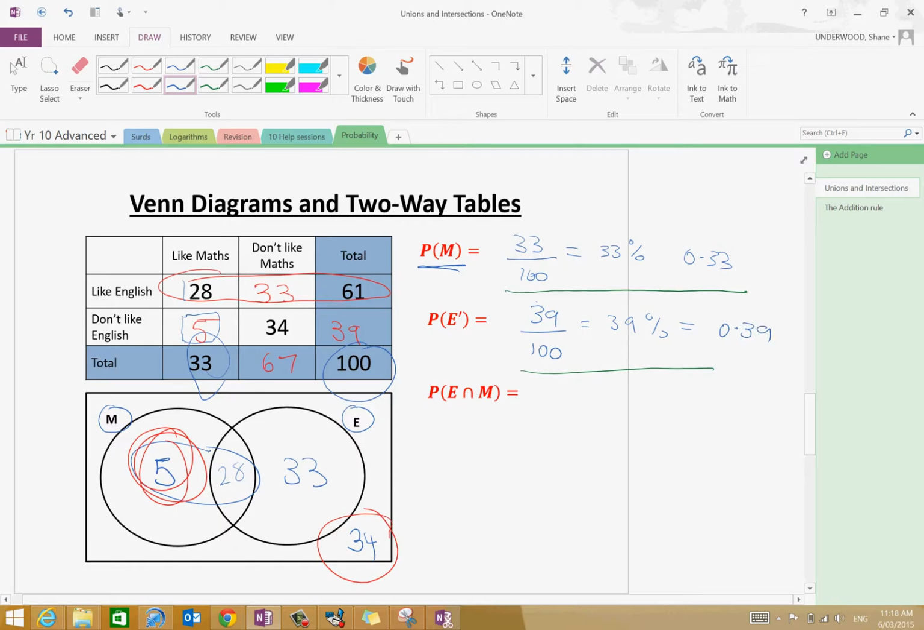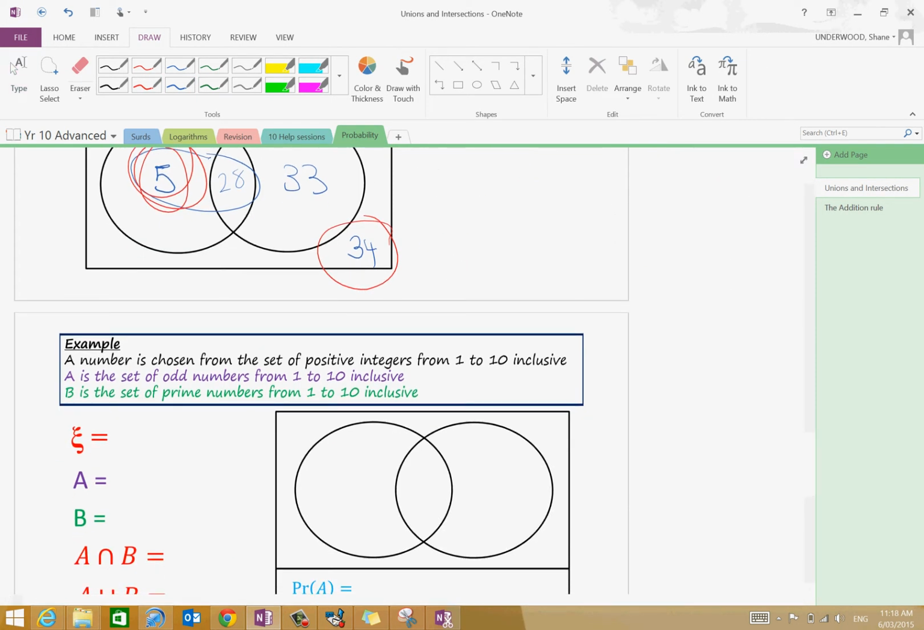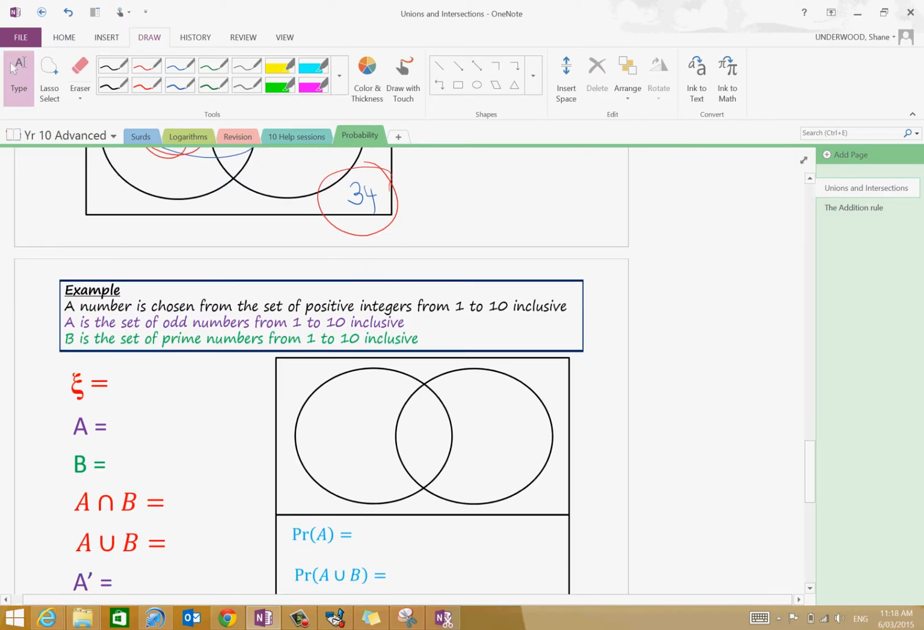Now, what about the probability of English intersected with maths? What's the probability of that? 28%. Awesome. Are we okay with this stuff so far? Yes, I heard yes. Awesome.